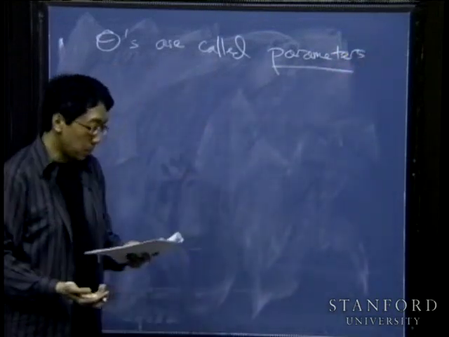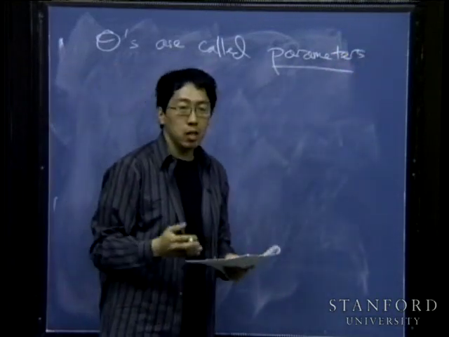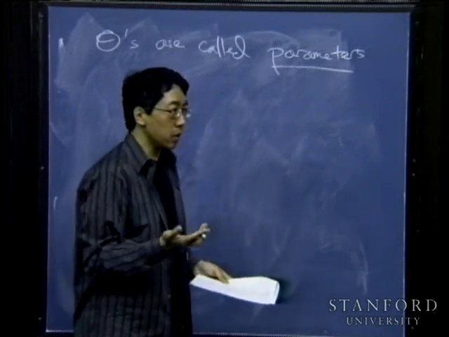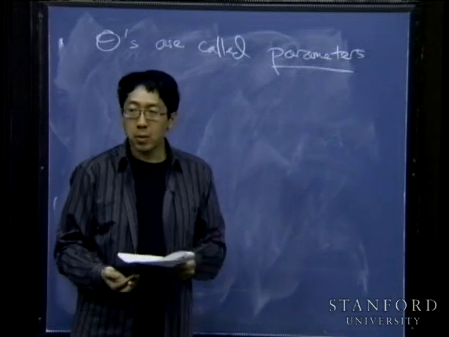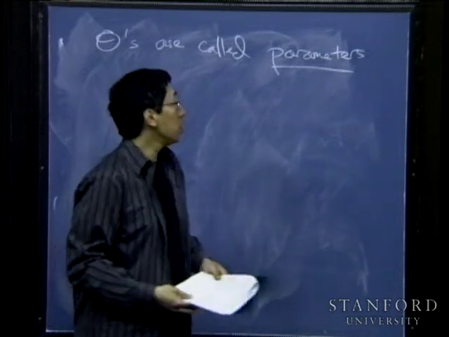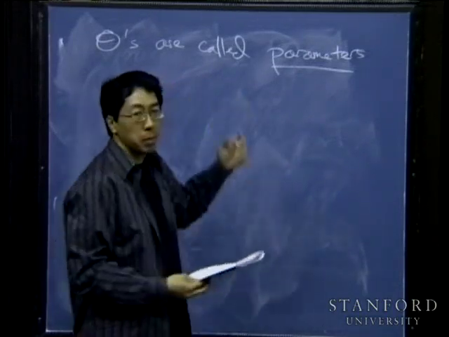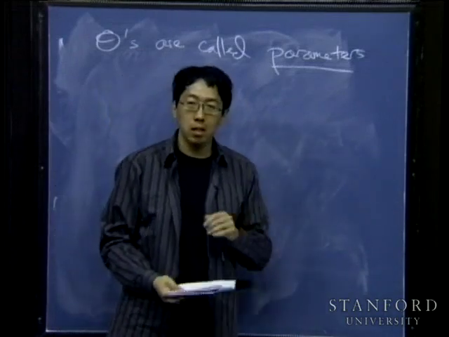The thetas are called the parameters of our learning algorithm, and theta 0, theta 1, theta 2 are just real numbers. And then it's the job of a learning algorithm to use the training set to choose or to learn appropriate parameters theta. Okay. Are there other questions?